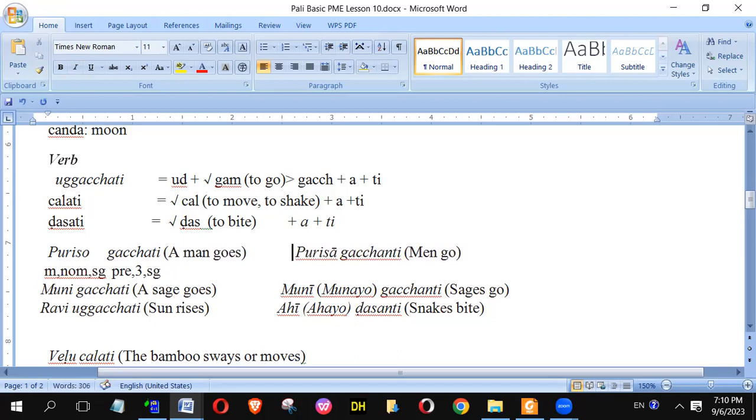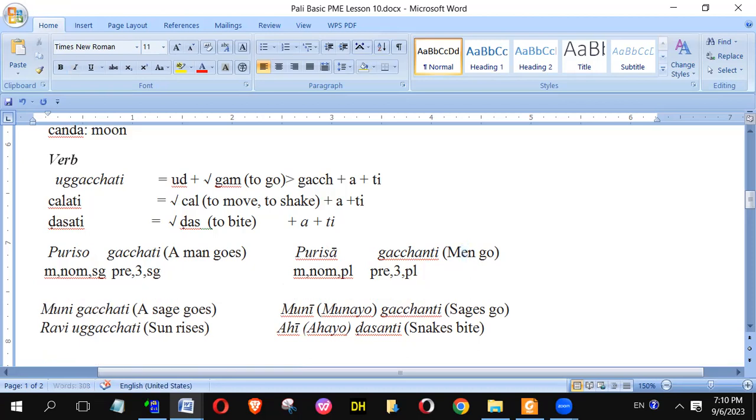And then remember, we say Buddho, Buddha. So Puriso, Purisa. So it's a masculine, nominative, plural. Gachanti is present tense, third person, plural. English, M-E-N, men go. Right? So here goes, go. A man goes, men go. Okay.